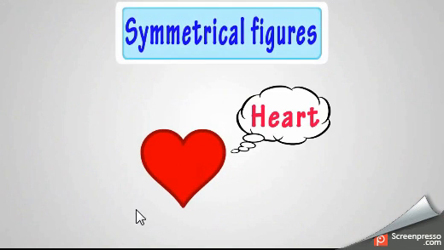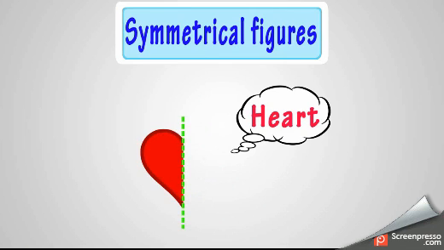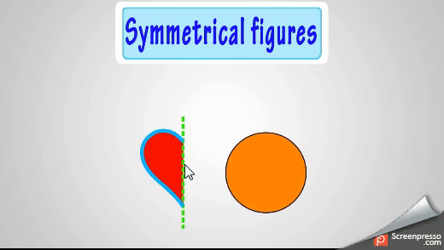If we have a heart, now I want to fold this heart. Can you see I divided it into halves? When I put this half over this half, what can I see? Now we'll see. Oh, the two halves lie on each other, so this line is called the line of symmetry, and this is a symmetrical shape.